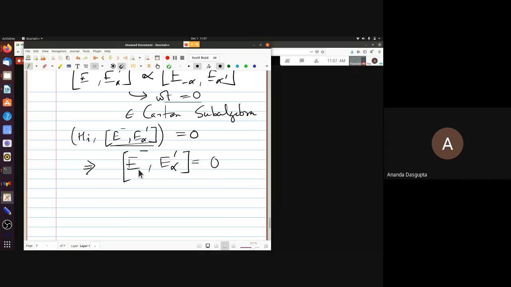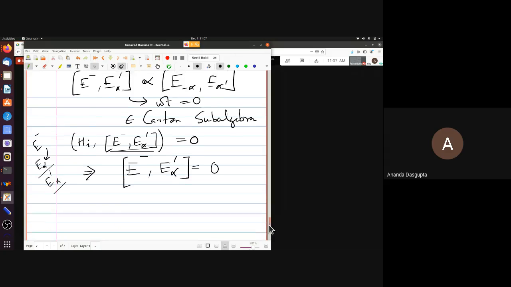Right? That is, E minus must commute with E alpha prime. No problem with that. That alone is not an issue at all. E minus corresponds to E alpha, and E prime alpha is another generator. Why is that a problem? All we are saying is E alpha is one generator corresponding to root alpha, E prime alpha is another. All we have shown is that if you use the lowering operator E minus corresponding to this E alpha, that must commute with E prime alpha. That in itself is nothing wrong.